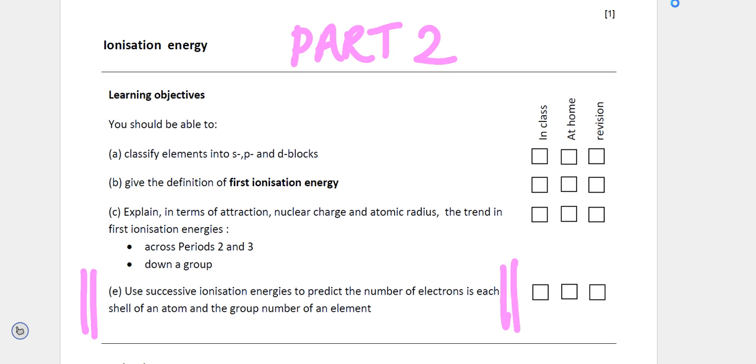The purpose of this video is to revisit the work on ionization energies, and particularly take it further by looking at how successive ionization energies can be used to predict the number of electrons an atom has in its outermost energy level, and hence work out the group number of the atom.